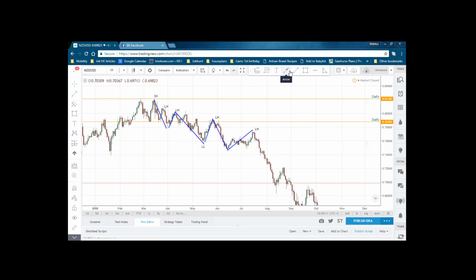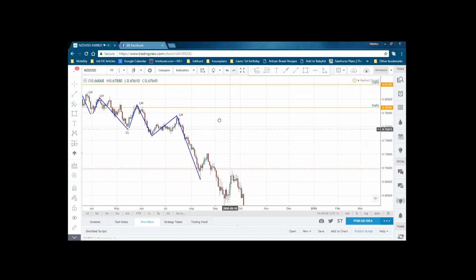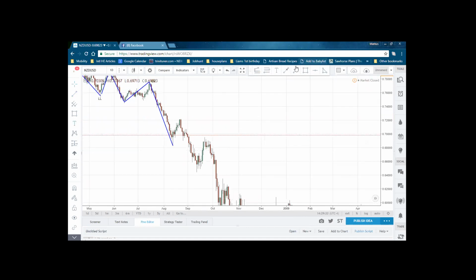And then from here, it just continues a very strong impulse to the downside. And so on. We can have another retracement here. And it continues.